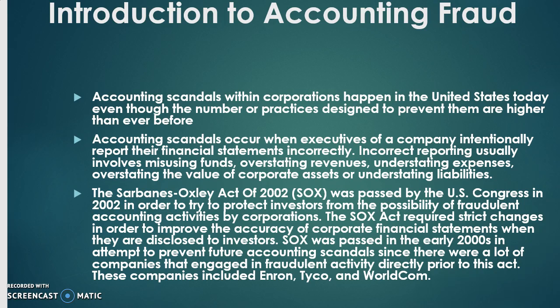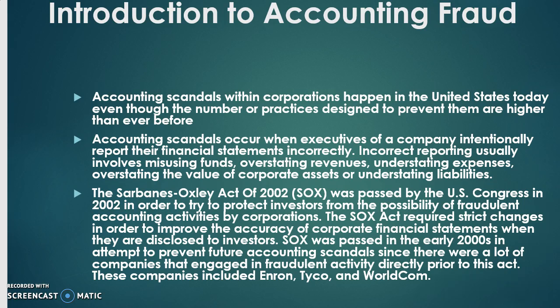Accounting scandals within corporations happen in the United States today, even though a number of practices are designed to prevent them from happening. Accounting scandals occur when executives of a company intentionally report their financial statements incorrectly. Incorrect reporting usually involves misusing funds, overstating revenues, and understating expenses, which affect net income. Overstating the value of corporate assets or understating liabilities are also forms of accounting scandals.